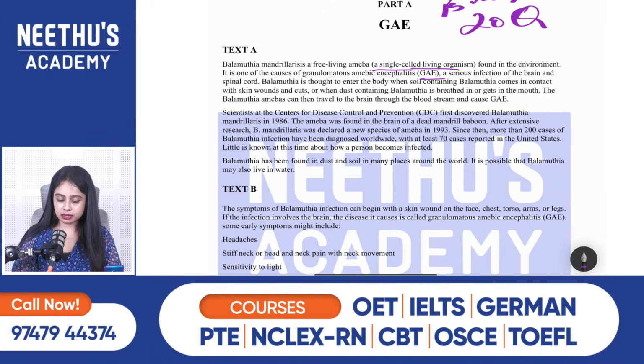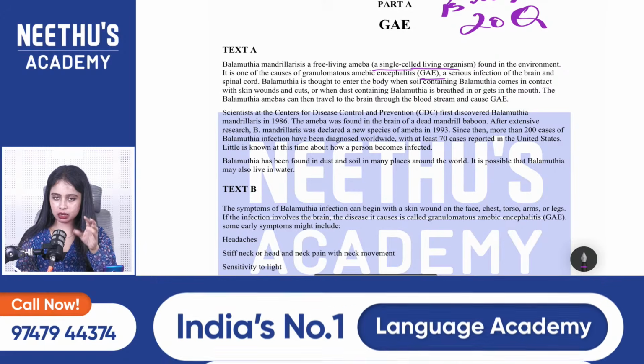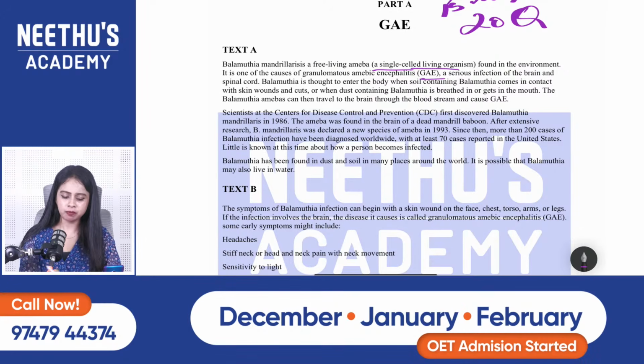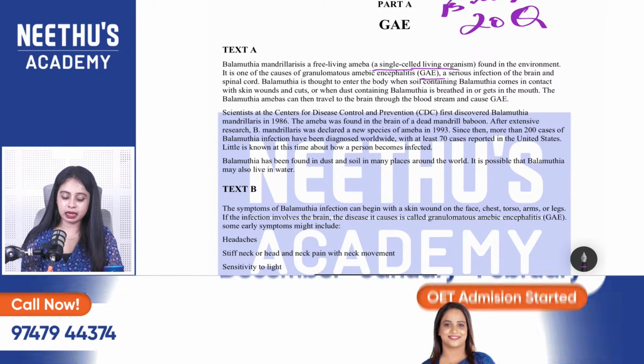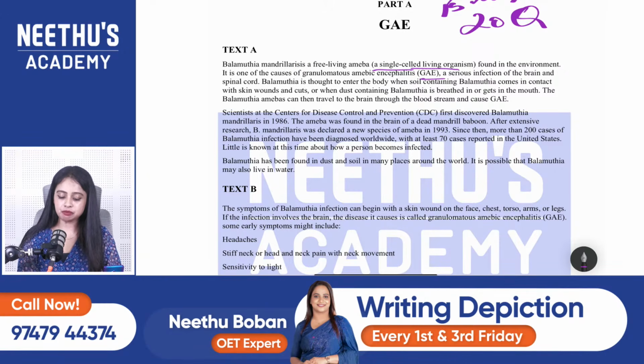Balamuthia mandrillaris, a free living amoeba. It's a very difficult term to pronounce actually. It's not pronounced the way you see it. It's a little bit different. It's actually Balamuthia mandrillaris. Okay. As a free living amoeba.